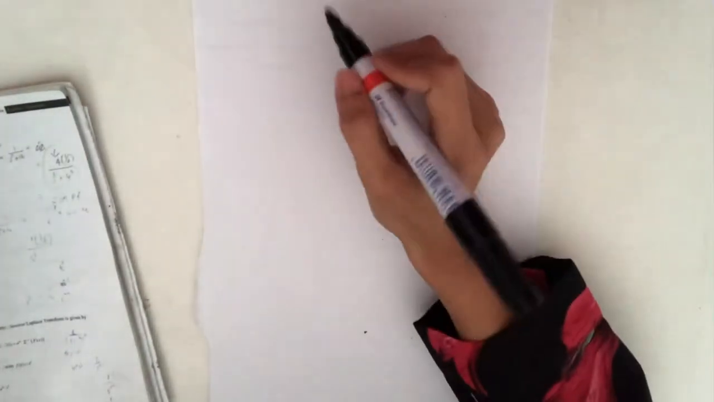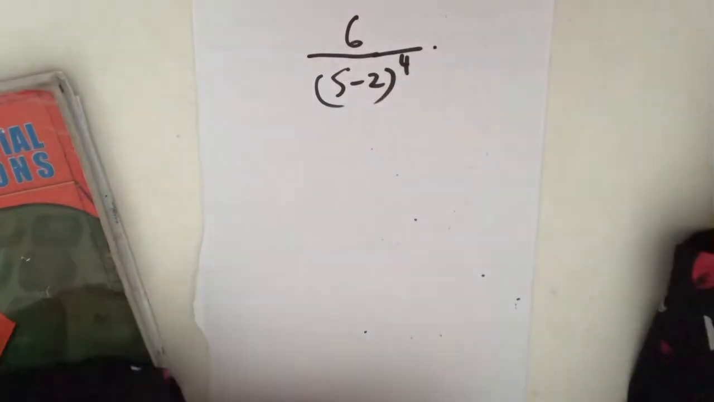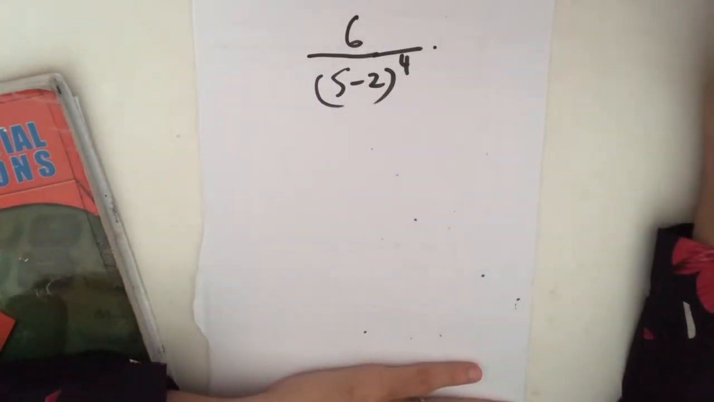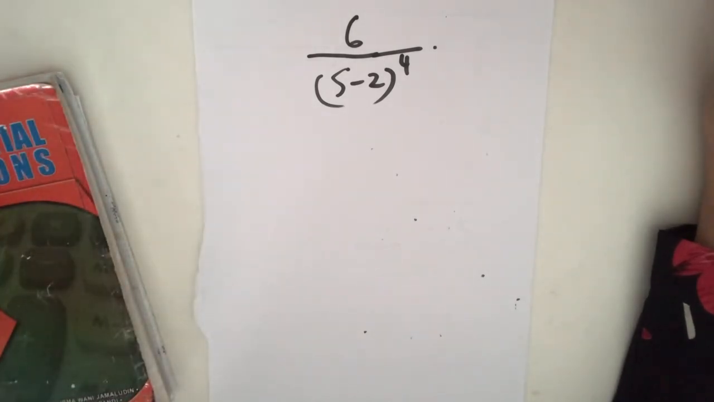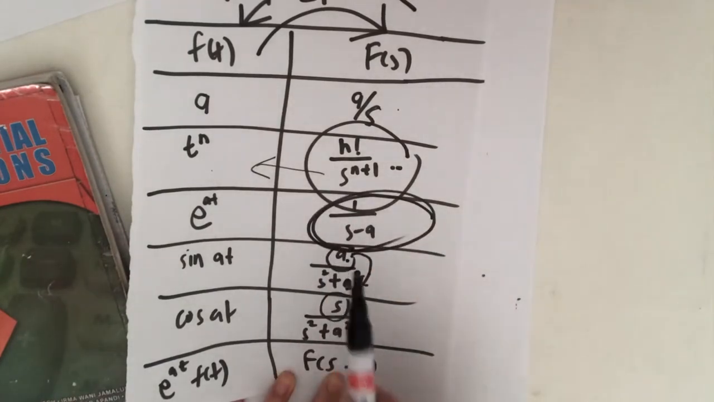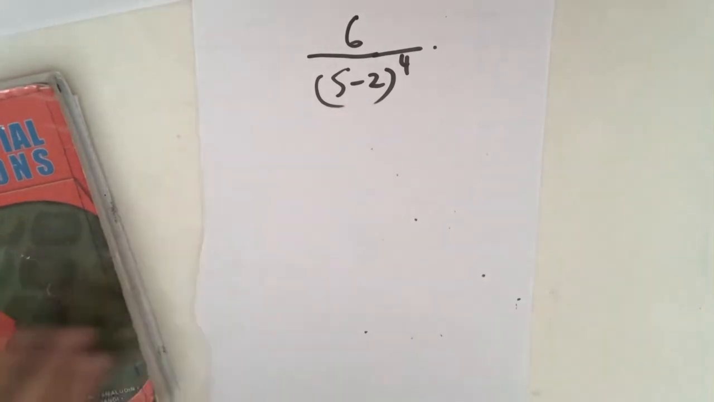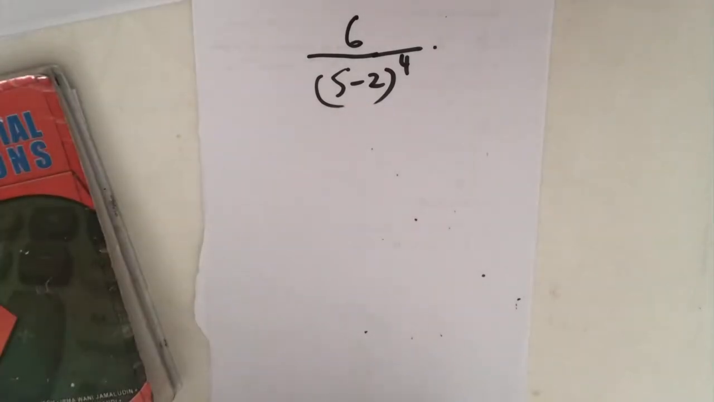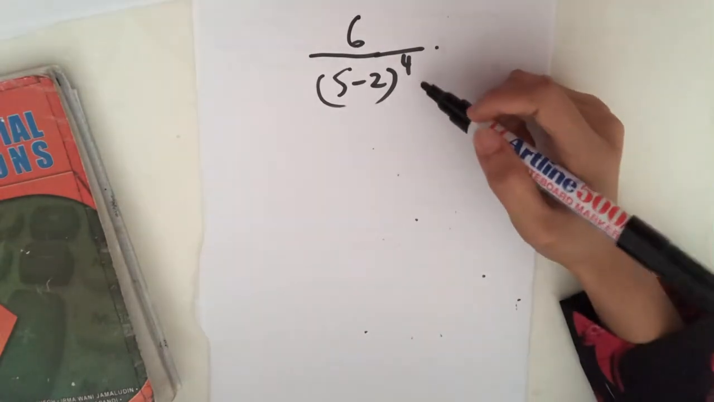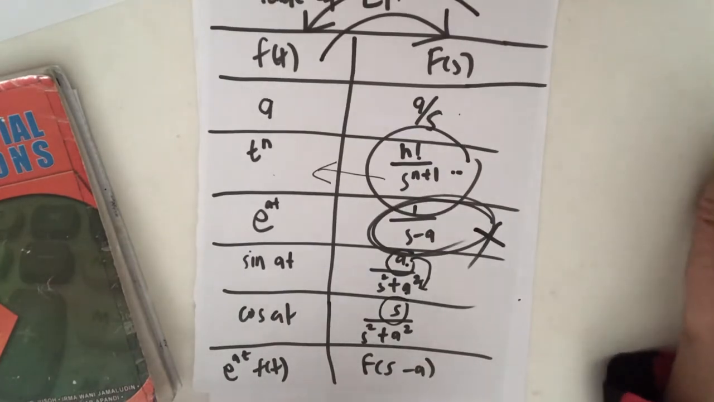Alright, I give you another example: 6 over (s minus 2) power 4. Basically, if you see your table, it will be here: s minus a, s minus something. So s minus a is here. But the difference here is that there is a power 4 outside. So you cannot use this one. That is the tricky part here.